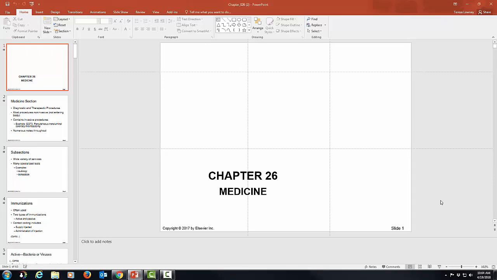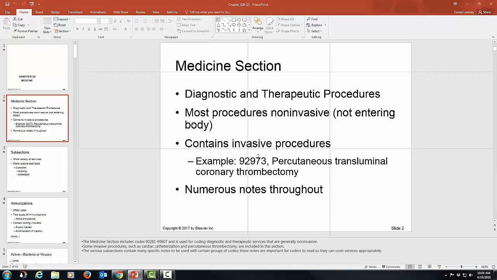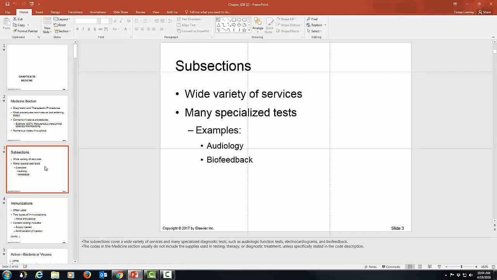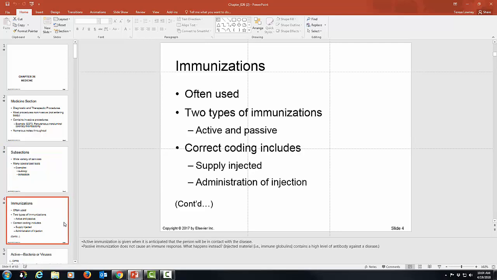Okay, so here we go on our slides. I'm going to buzz through some of these. So a lot of this stuff is all things that we've seen before, so there isn't any reason to dwell on them. The subsections have very specialized tests, audiology, biofeedback. A big part of this section is on immunizations. This is the most often used code in this section. There's 2 types of immunizations, active and passive. Your correct coding has to include the supply that was injected and the administration. So be sure that you're doing both of those.